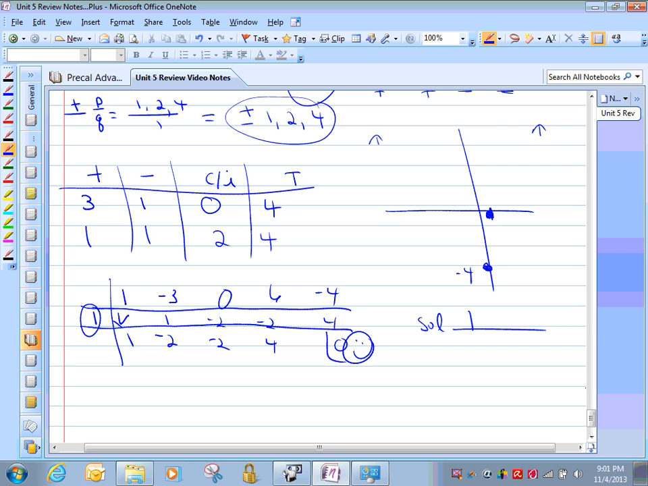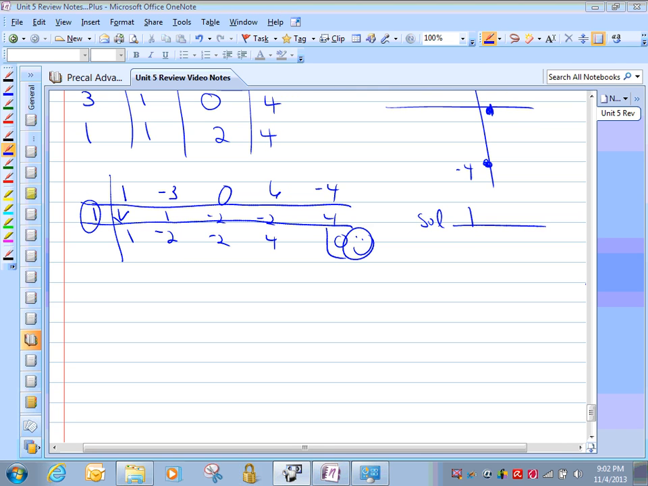Next, let's see if we can keep going. Okay. Something that we don't always look for, but you should always look for, we've reduced this to a cubic.